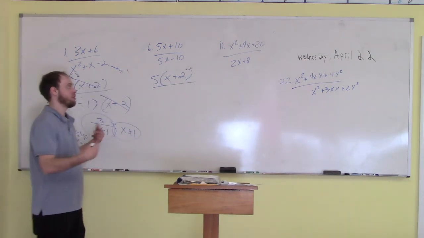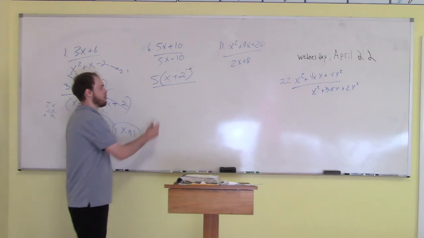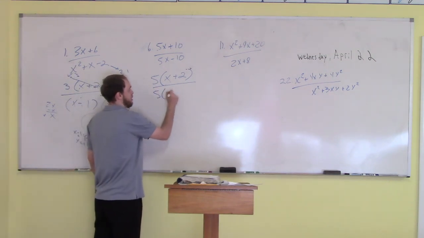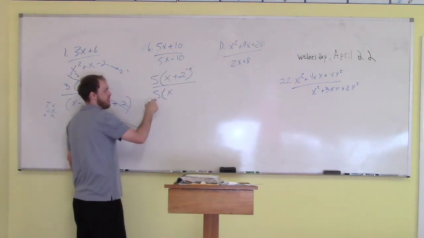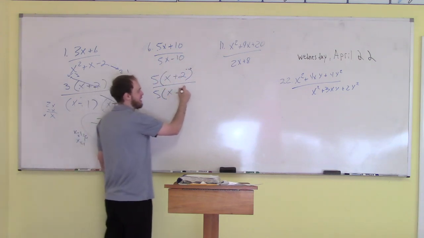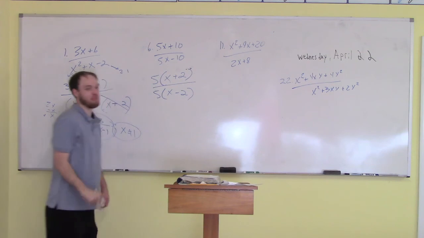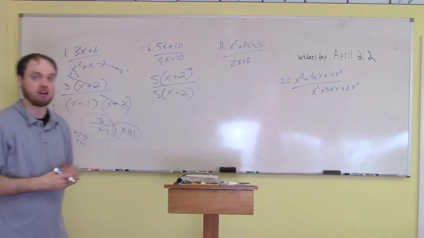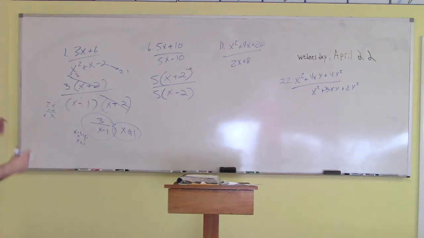And so I'm going to say, okay, what do the 5x and the 10 have in common? Well, they both have a 5. And I'll leave you with 5x divided by 5, just leaves me with an x. Negative 10 divided by 5 leaves me with a negative 2. Then I'm going to look at it, and I did my factoring. So now I'm going to look at it and say, what do they have in common?